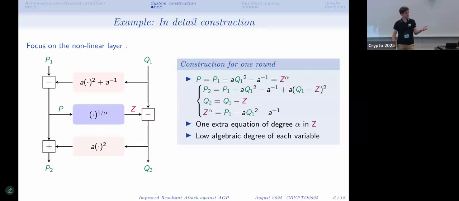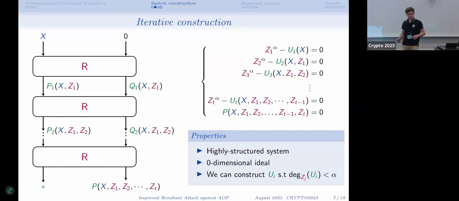So in detail, if we add this construction, let's make this simple arithmetic and look at it. So we have input polynomials P1 and Q1, and then we can just follow up with the algebra. So now, what happens if we try to do this on multiple rounds?